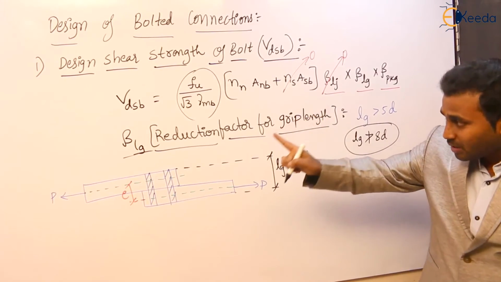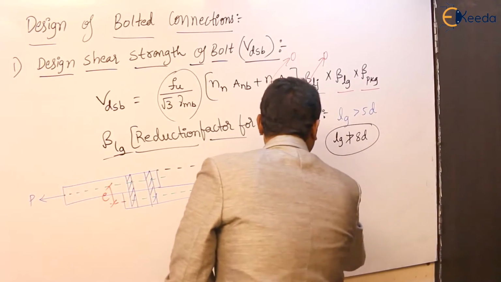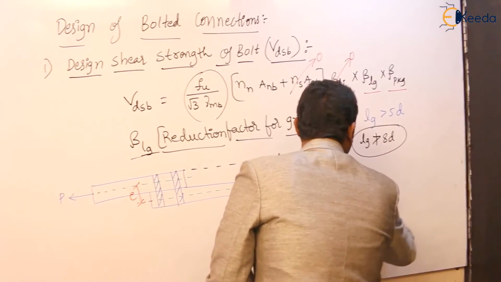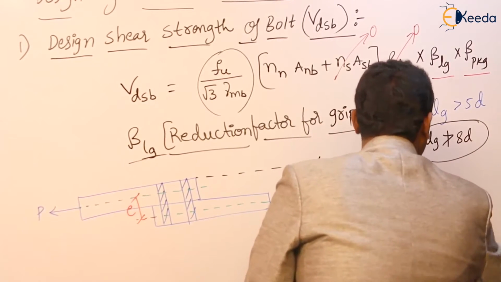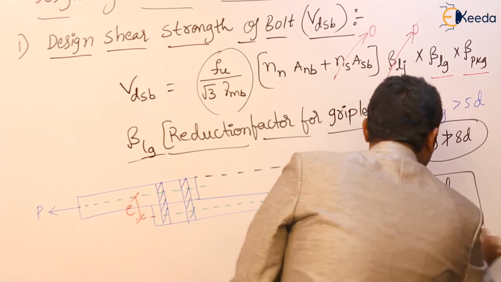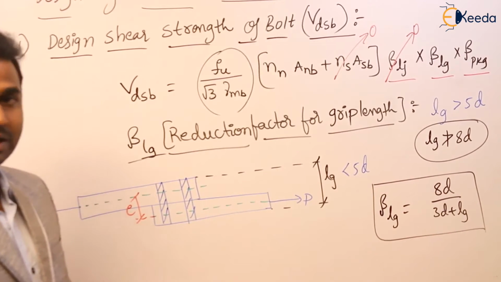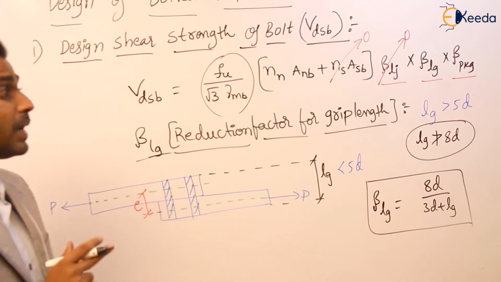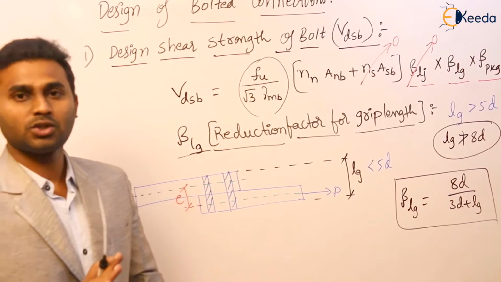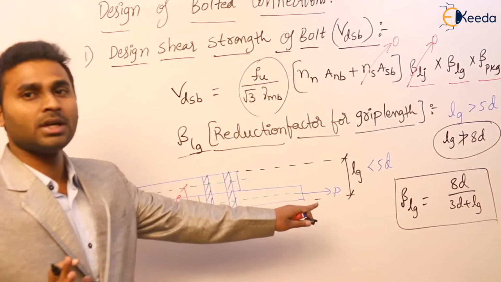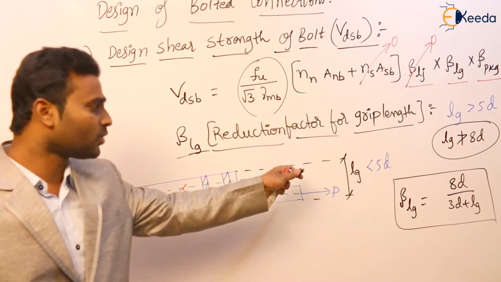Now the formula for this reduction factor for the grip length given in the code is beta Lg equals 8d by 3d plus Lg. So this is the formula for the reduction factor for grip length. When to consider this? If the grip length is greater than 5d and is between 5d and 8d, then only it is to be considered. At any case, it should not be greater than 8d. And if it is less than 5d, then no need to consider.